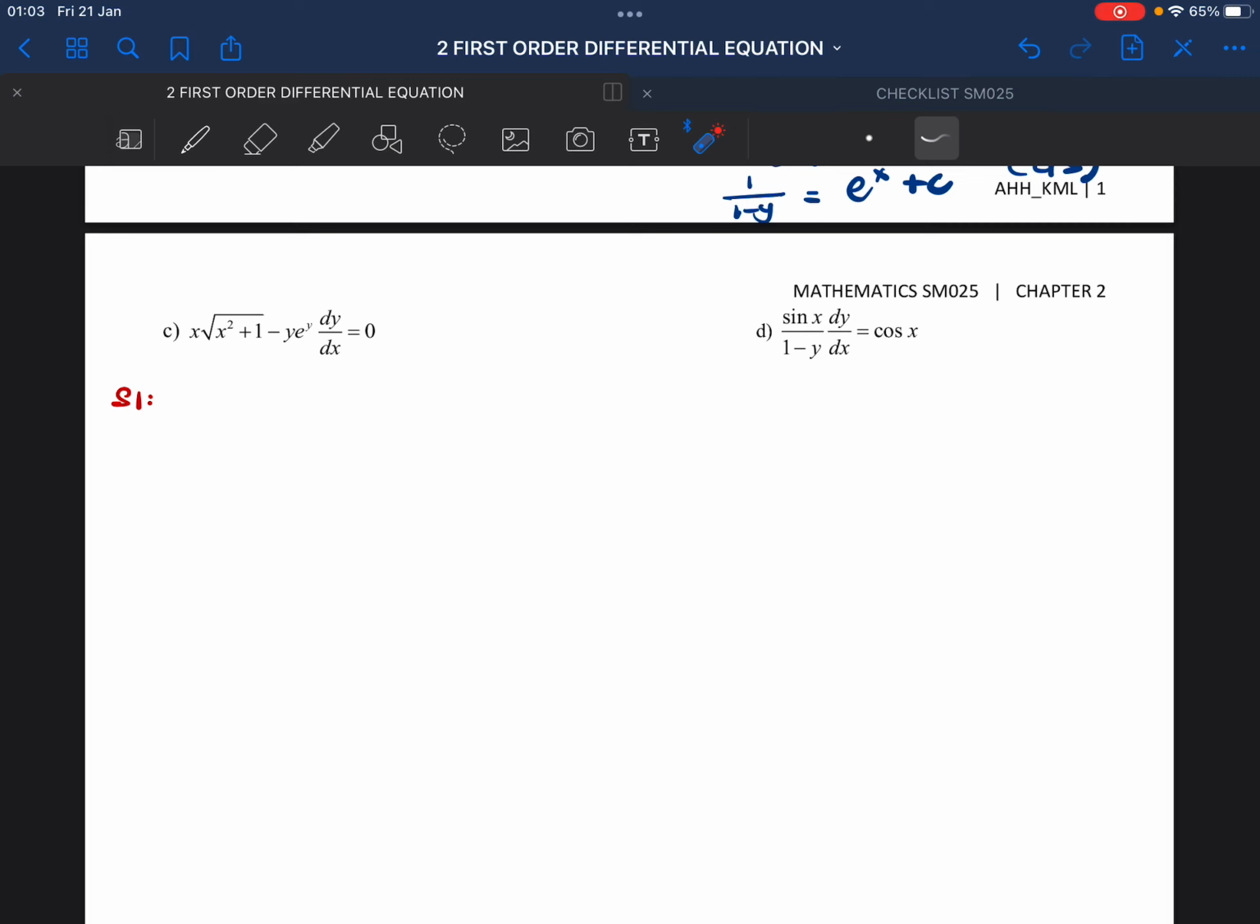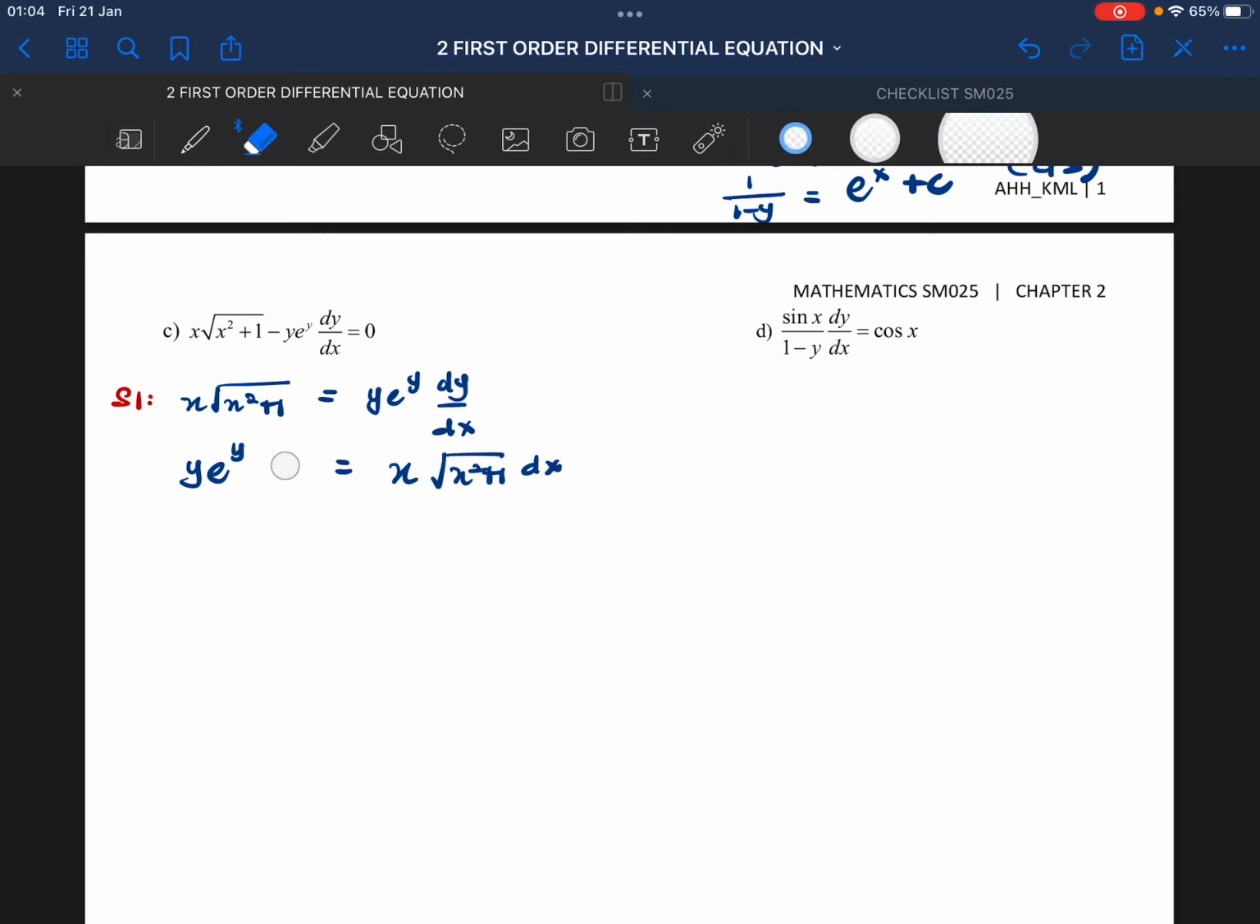Okay, so now what we can do is very simple. We move this over first, making sure it is a single term on the right and a single term on the left. So that means we have x square root of x squared plus 1 equals y e^y dy over dx. Okay, so what we can do is move dx to this side. If we rearrange, we will have y e^y dy equals x square root of x squared plus 1 dx. Right. Okay, so now all the y's are on the left-hand side, all the x's are on the right-hand side.